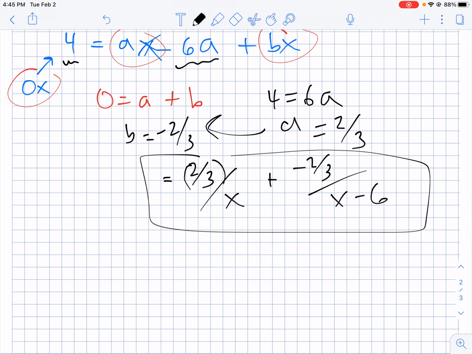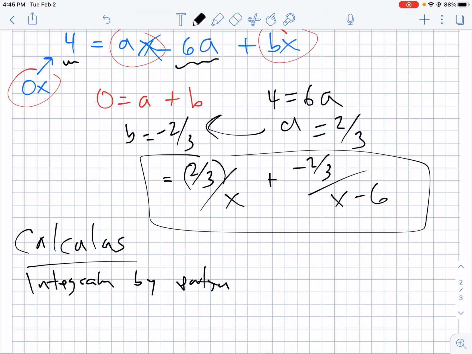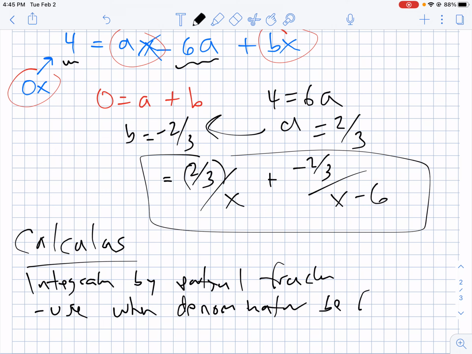So now let's go ahead. That was algebra. Now let's do some calculus. So now we're going to use integration by partial fractions. And there's really one specific case that you're going to use. So you're going to use this when the denominator can be factored and, I guess we can say, the bigger power is on the bottom.